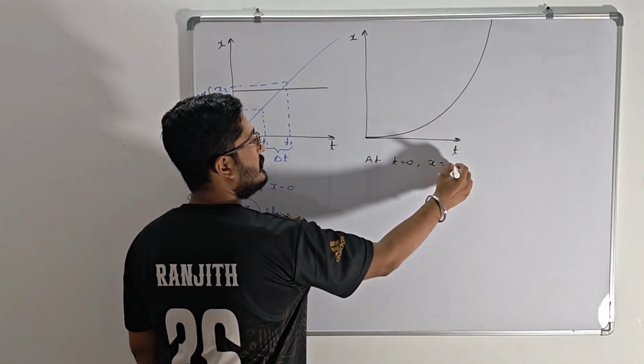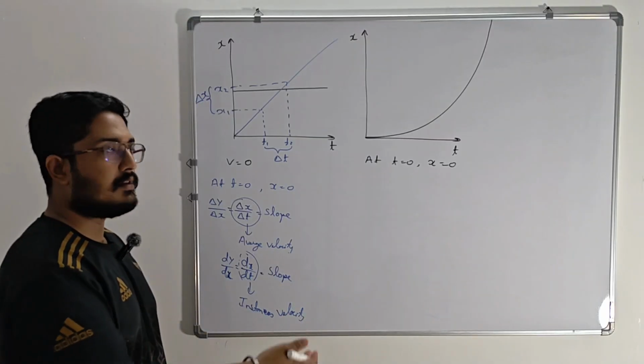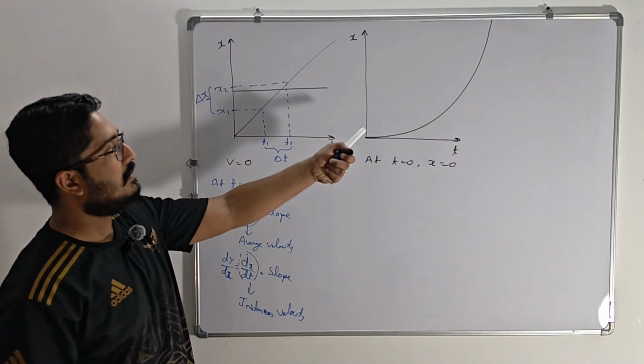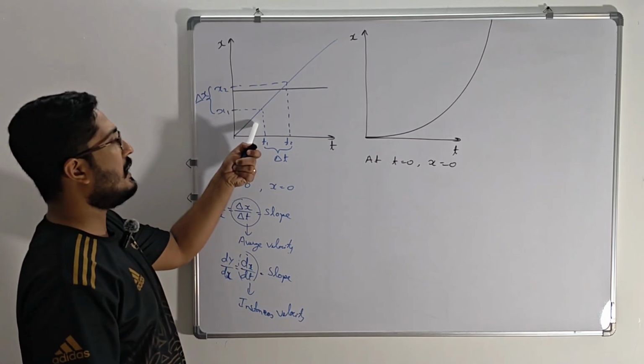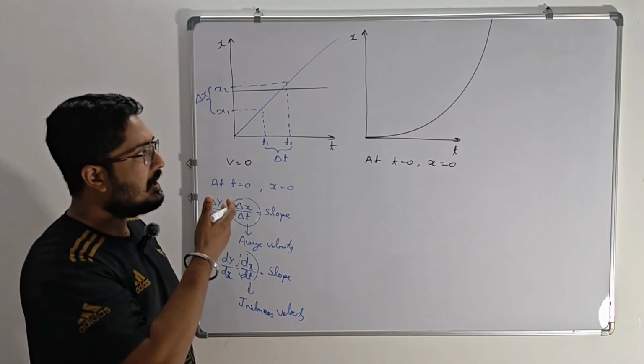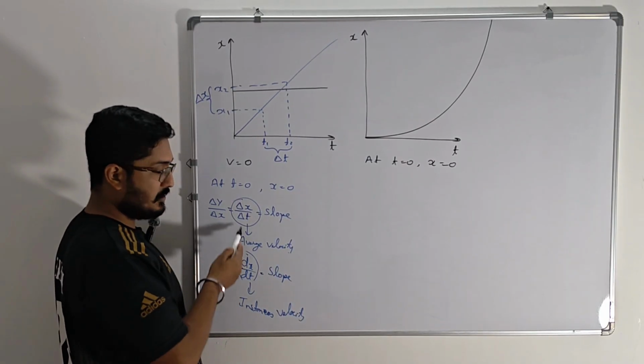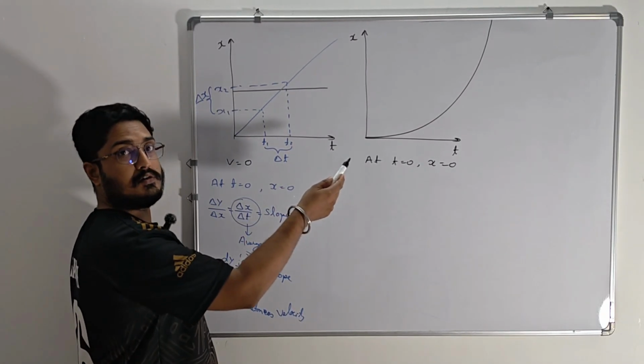0, my position is 0. After that, the position keeps changing, but we can obviously see compared to this blue line that is different, because this was a line, that is a curve. And when it is a curve, then my velocity, which is nothing but the slope, is not constant.